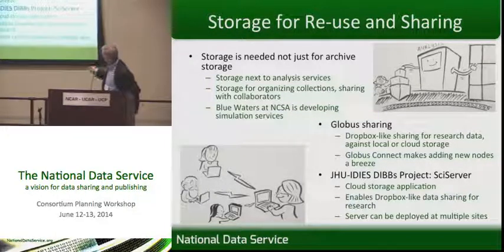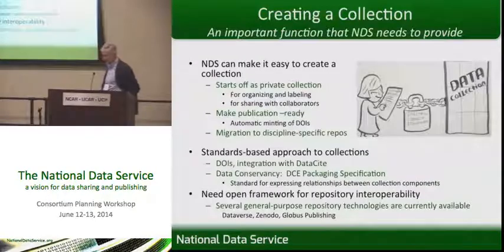And there are a number of projects already going on along these lines. There's a DIBS project, again, that's called SciServer, coming out of Johns Hopkins. And then there's Dropbox-like sharing that's developed by the Globus team that allows people to add additional functionality. So again, a lot of this stuff is in place, maybe not necessarily quite at the level that we're talking about, but in many cases, I think you'd be surprised, we could actually begin to deploy some of these services at a national level.